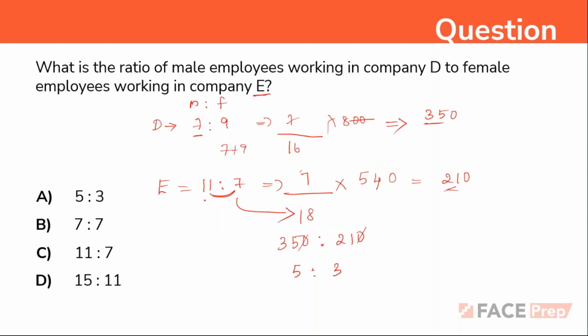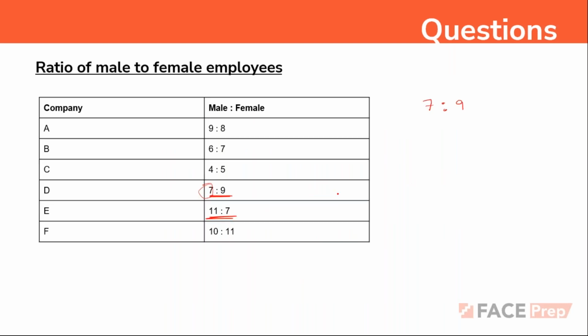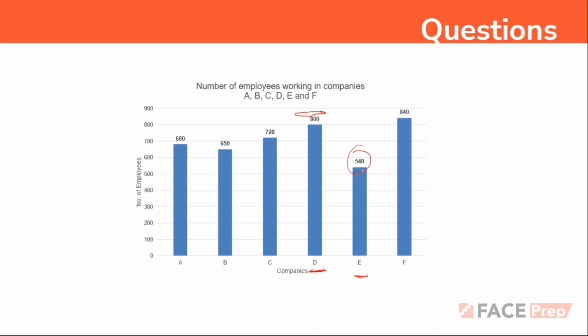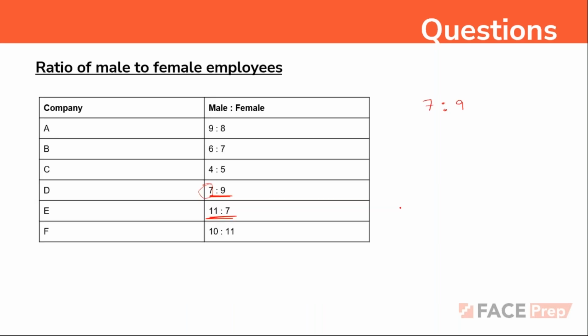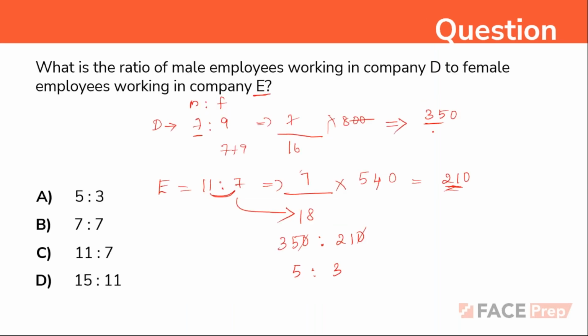Right. And similarly, the number of female. Here 11:7. So 7 divided by 7 plus 11, 18 into, in E, the total is 540. So 210 is the number of female. So 350 is to 210. If we take the ratio, you will be getting 5:3.